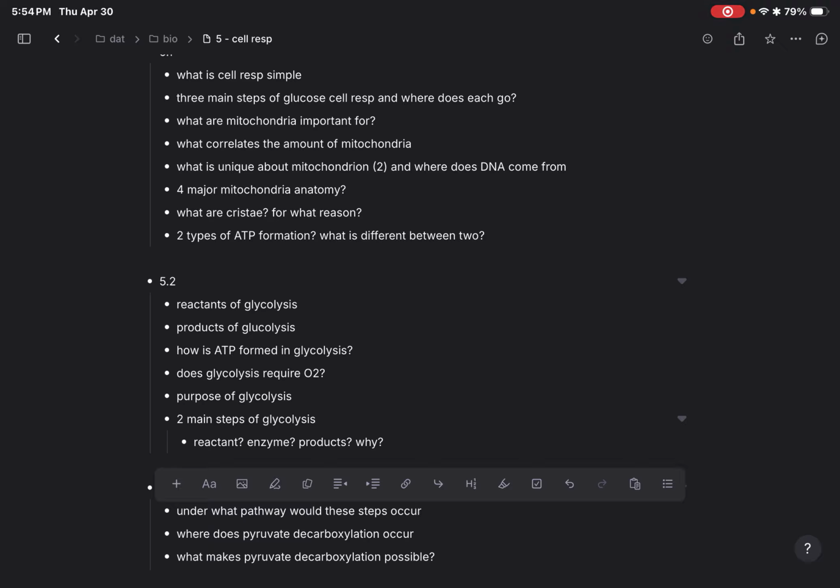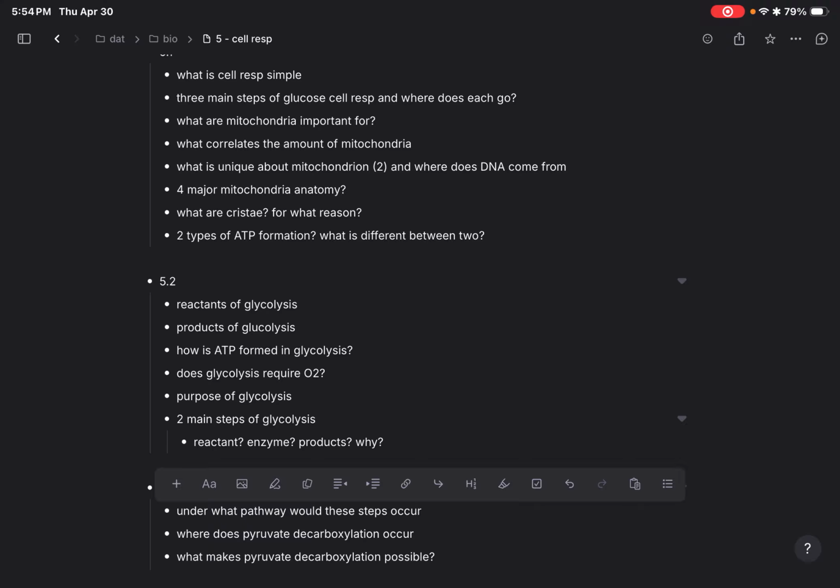Two types of ATP formation. There's substrate level phosphorylation, and then there's oxidative phosphorylation. Substrate level phosphorylation is an enzyme catalyzed reaction where a phosphate goes from a molecule to ADP to form ATP.